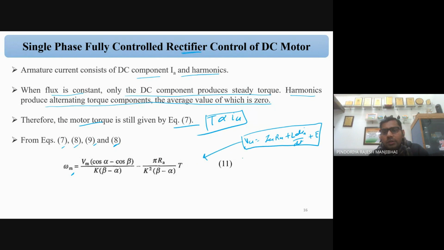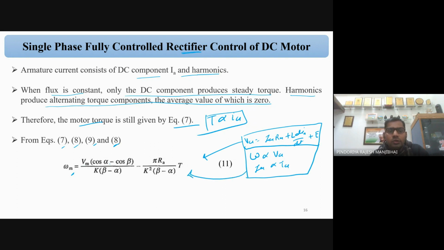This fundamental equation. And the second one is that omega is directly proportional to V. And the third one is that Ia is directly proportional to the torque. So using these equations, we can derive this equation.